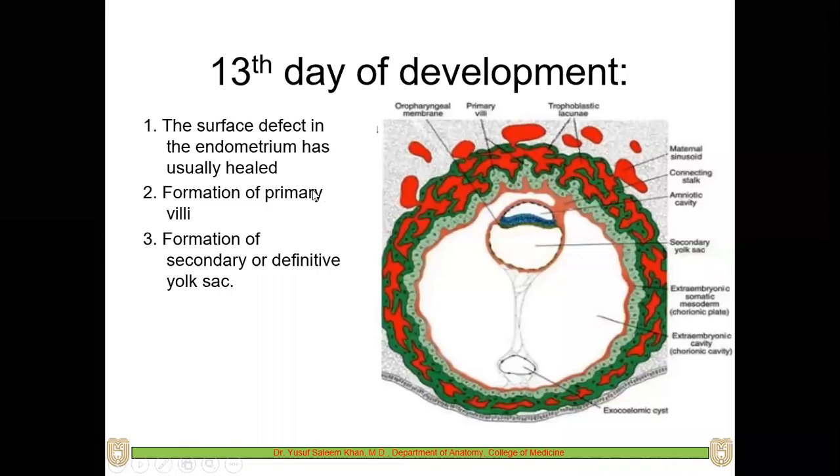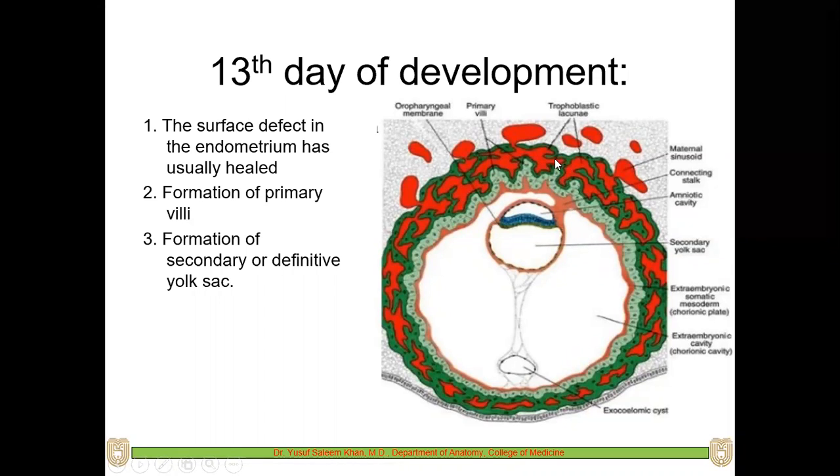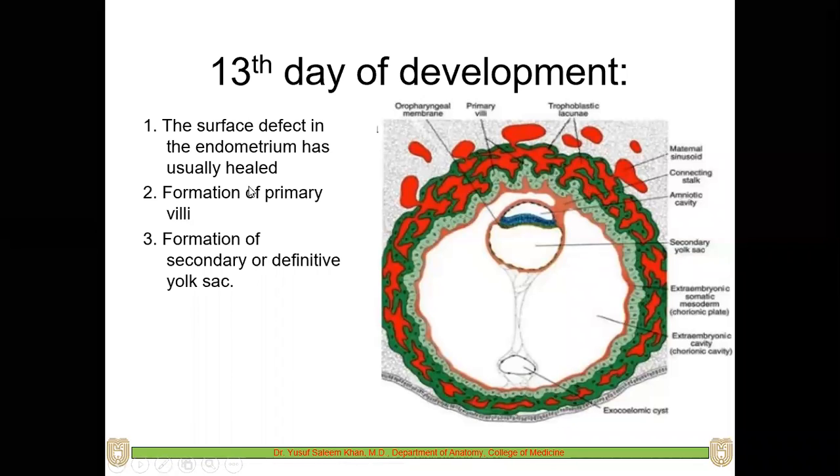Formation of the primary villi. With this formation, there will be villi-like structures. In between there is blood and there will be these structures. This is called the primary villi. We'll talk about that later again.